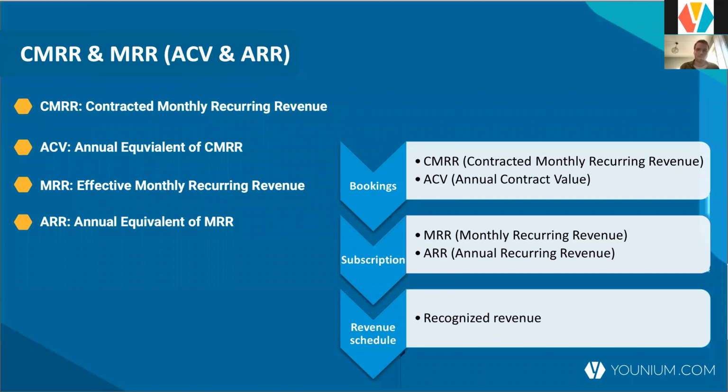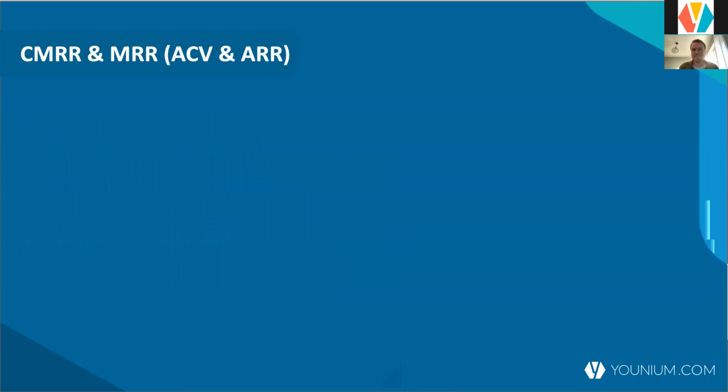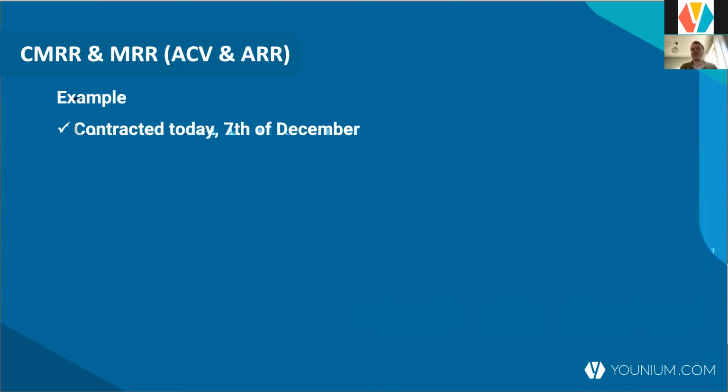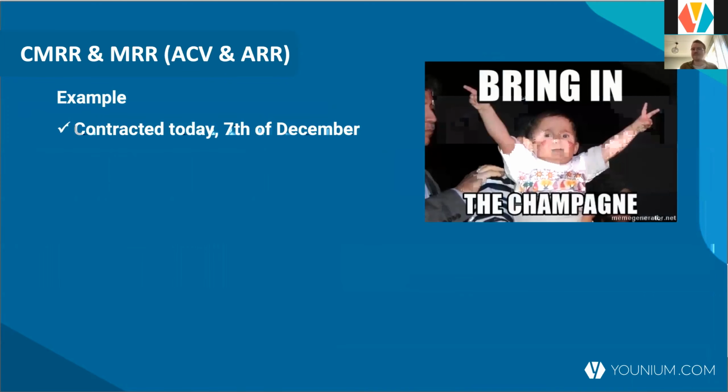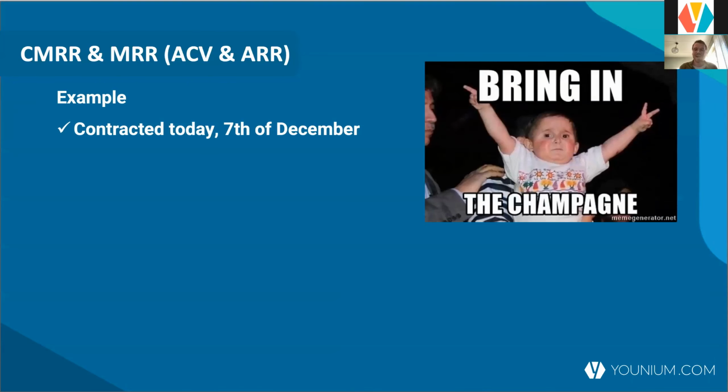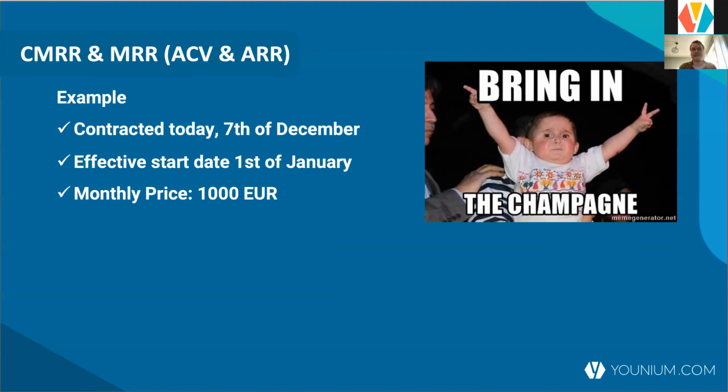But to give you a better understanding of this, I'm going to provide you with an example here. So let's say that today we are contracting a customer, 7th of December. That's great, balloons, serpentines, we're celebrating internally, we're saying, okay, we have a new customer, that's great, right? But maybe they won't effectively start using our service until 1st of January. And let's say also that the monthly price that they will pay is €1,000.